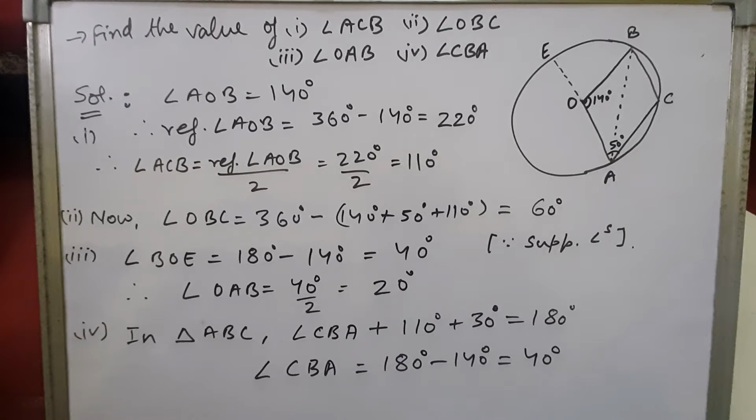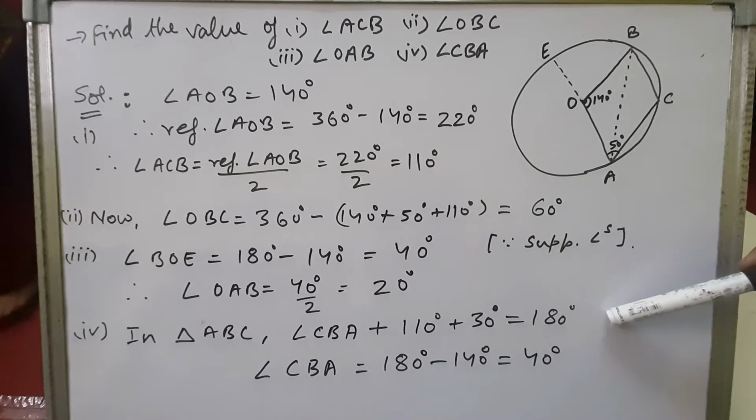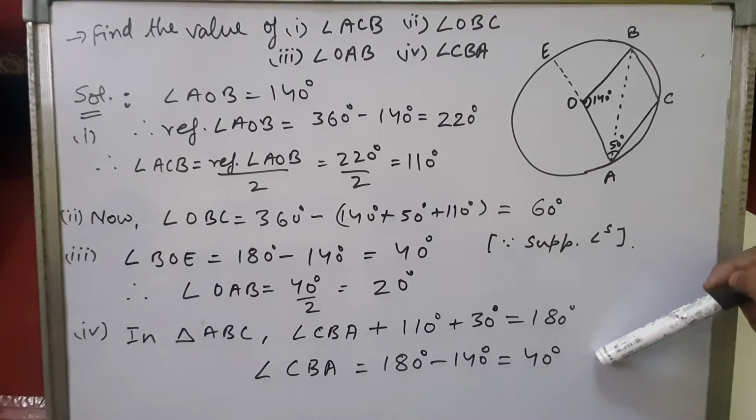Alright children. Now last angle we have to calculate is CBA, this angle. Now see in the triangle ABC, the sum of angles of a triangle is 180 degree. So if this is 20, then this angle will be 30 degree. So this is 30, this is 110, so the remaining angle will be 180 minus 140, it will be 40 degree. Alright, please note down.